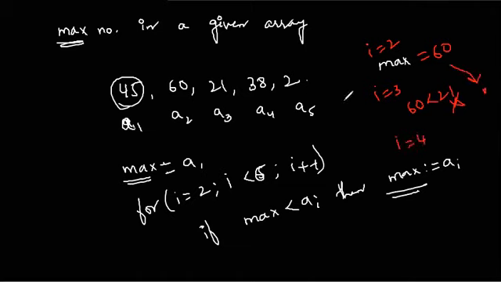Then at I is equal to 4, we have 38. So max remains 60. And then at I is equal to 5, we have 2. So again, max will remain 60. So at the end, our maximum element will be 60. So this is how we find the maximum element in a finite sequence. Now let's see the solution for our problem.